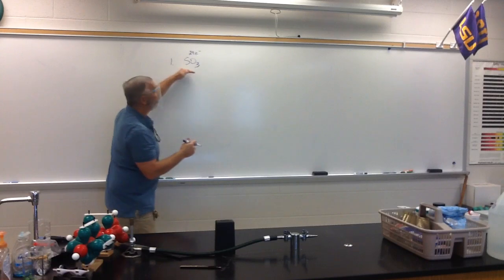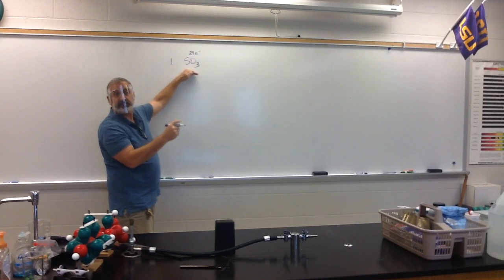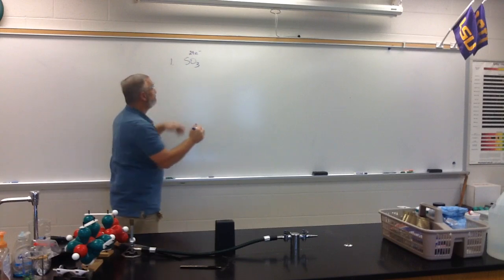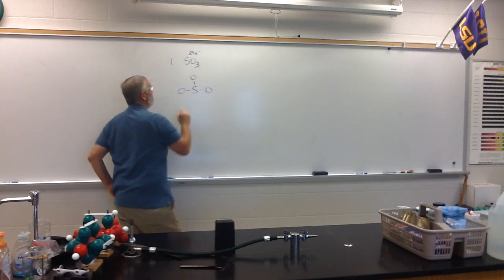So in a case like this, we want to build the oxygens around the central atom. And the central atom is always going to be the one you have the least of. And if there's a tie again, it's going to be the one that has the fewest number of valence electrons. So I'm just going to say sulfur, oxygen, oxygen, oxygen, all single bonds.